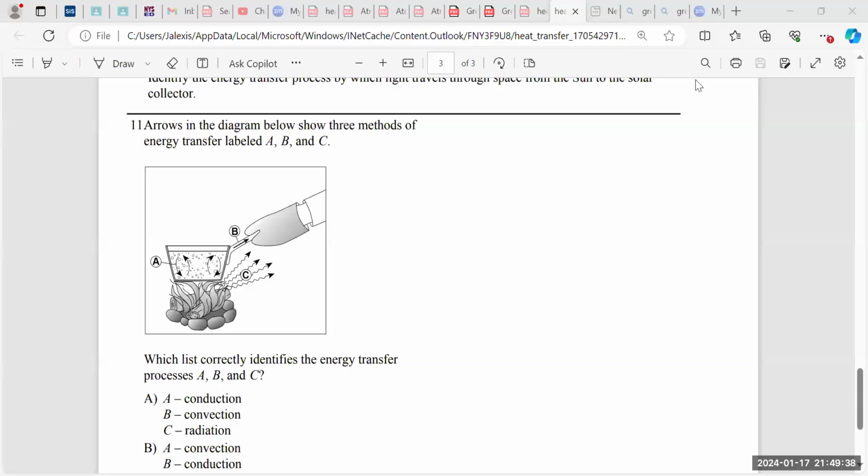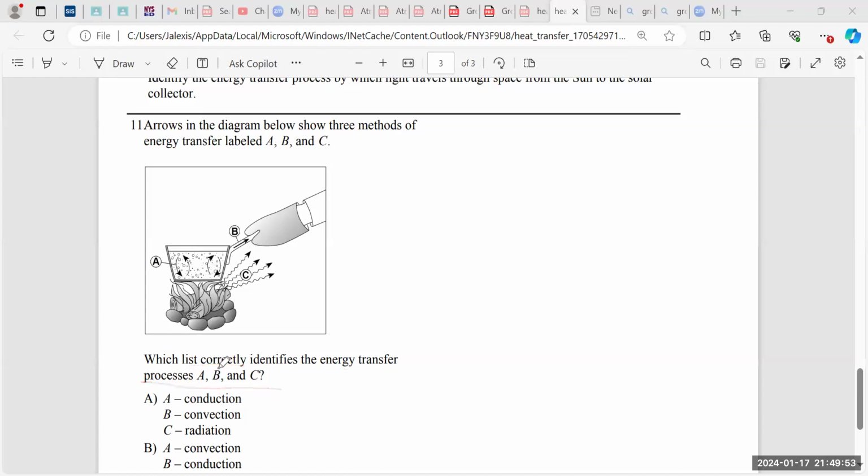All right, number 11. It says arrows in the diagram below represent 3 methods of energy transfer labeled A, B, and C. It says which list correctly identifies the energy transfer processes A, B, and C.